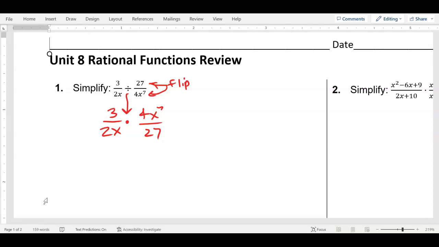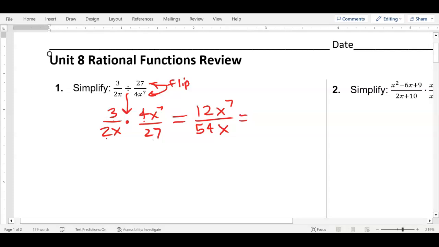Next thing we can do is multiply these coefficients. The regular coefficients, 3 times 4 is 12. Bring over that x to the 7th. And then the coefficients on the bottom, 2 times 27 is 54. Bring over that x. And then we can use our calculator to reduce those fractions, or we can do it with mental math. So 12 over 54 reduces to 2 over 9.